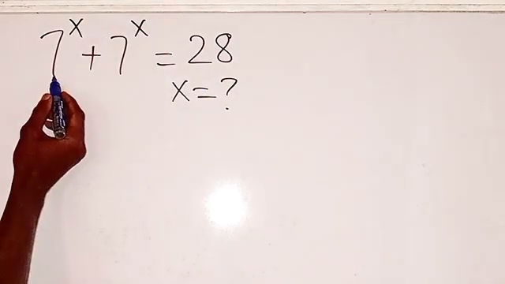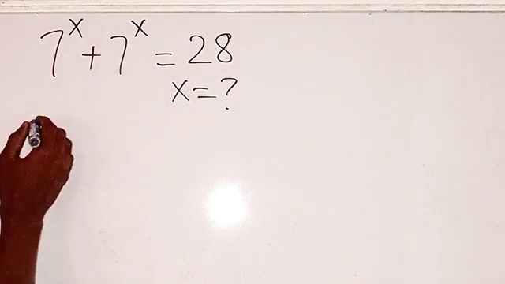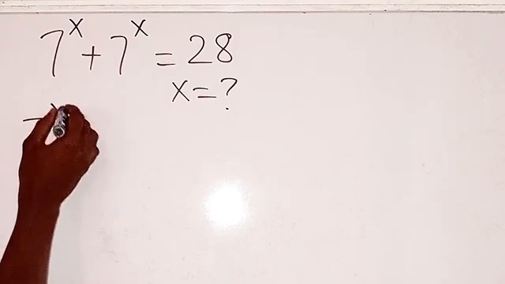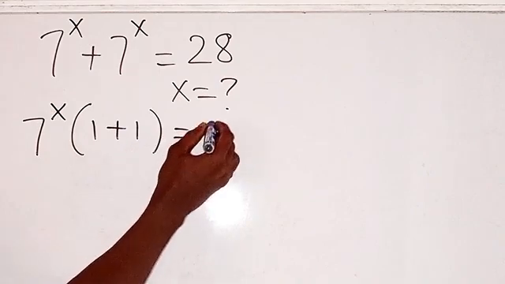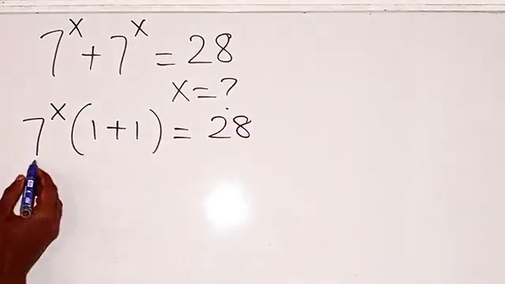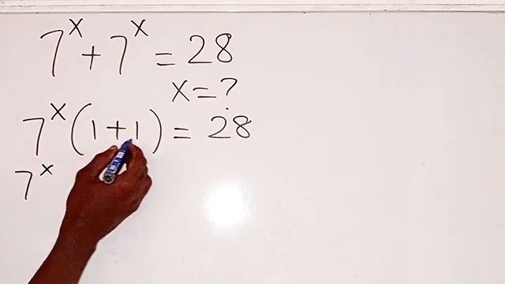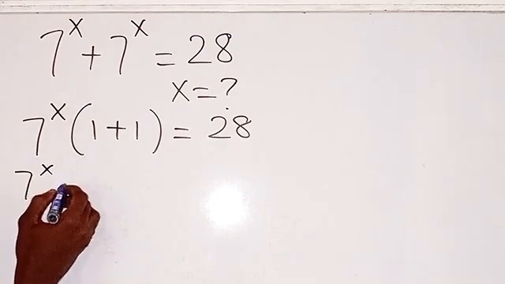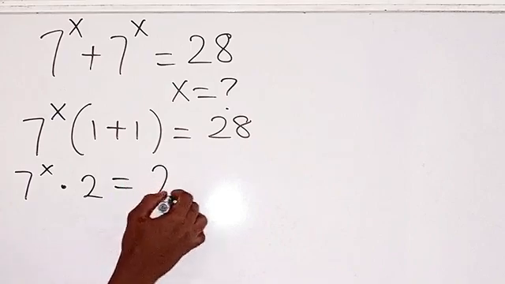So here we can see 7 to the power x plus 7 to the power x. We can factorize it out because it's common. We're going to have 1 plus 1 then equals 28. So now from there, we can say that we have 7 to the power x, and 1 plus 1 will give us 2, therefore multiplied by 2 equals 28.